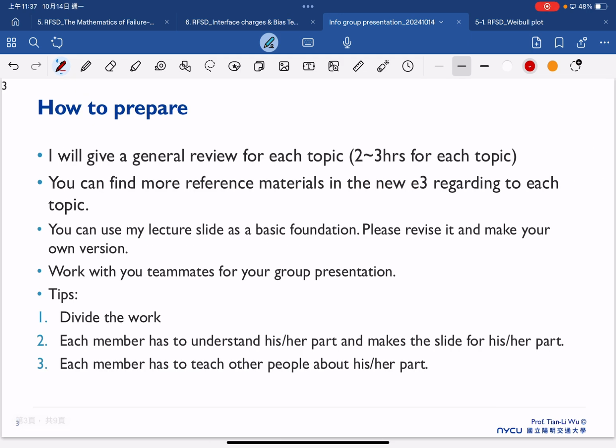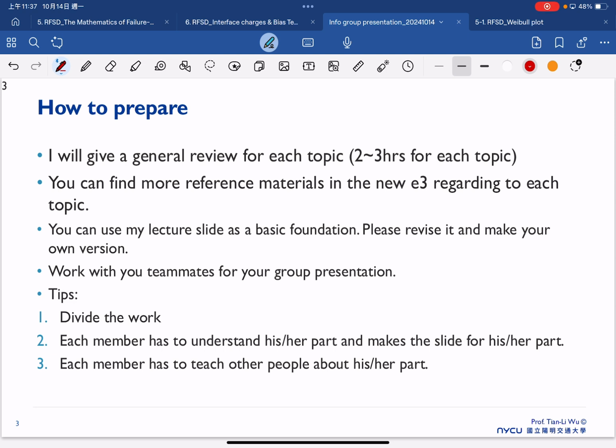So the idea is, of course, I will still give a general overview for each topic. For each topic I will give you probably 2 hours or 3 hours, depending on the content of the slides. But you only prepare for 20 minutes, so that's not difficult, because you already have all the slides. What I want is for you to make sure that you can use your own language to express your ideas.